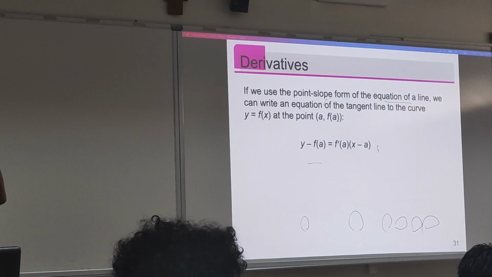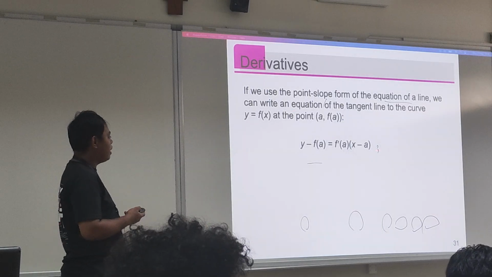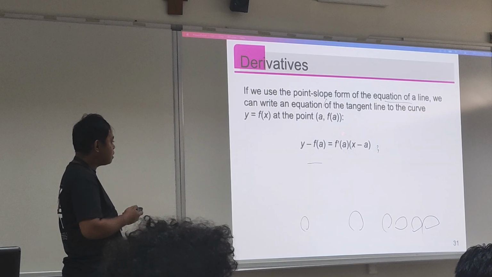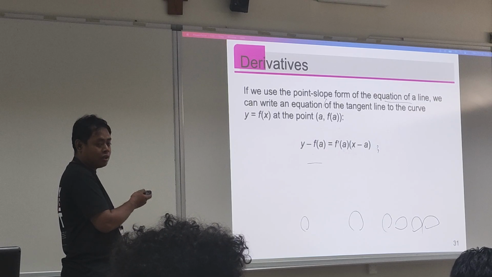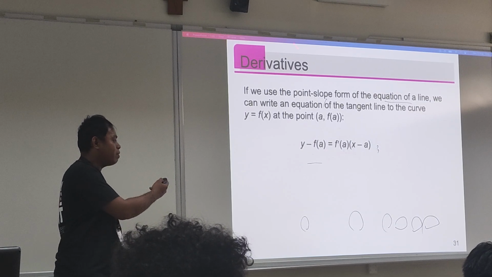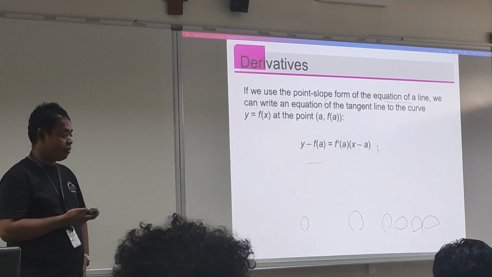So if we use the point-slope form of the equation of a line, we can write an equation for the tangent line to the curve y equals f of x at this given point by using this formula. So your m, replace this one by f prime of a because they are just the same, right?